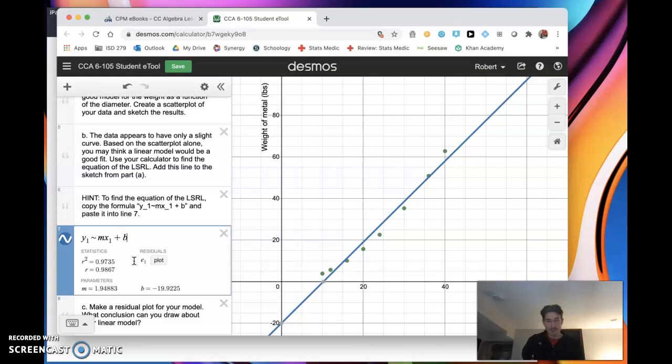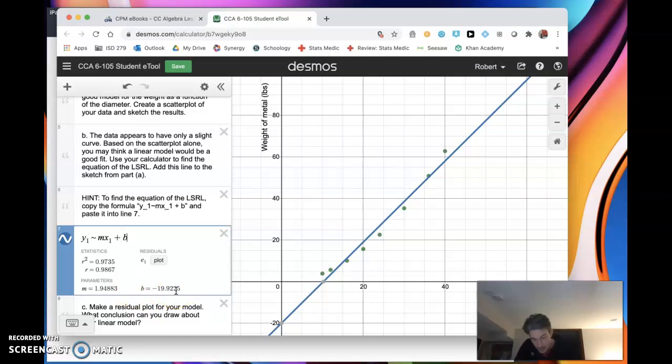So it says here in B, right? Use your calculator to find the equation of the LSRL. Add this to the sketch. Well, let me just remind you of how to pull this apart. This is my slope. This is my intercept, and I'm just going to write that on my notes, right?